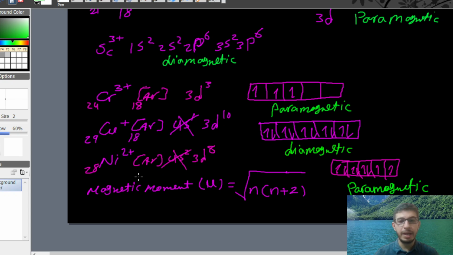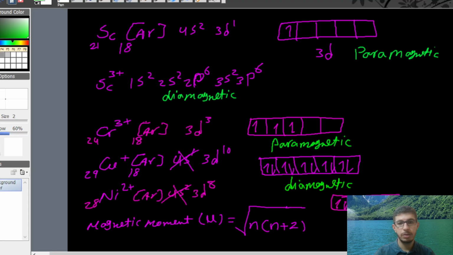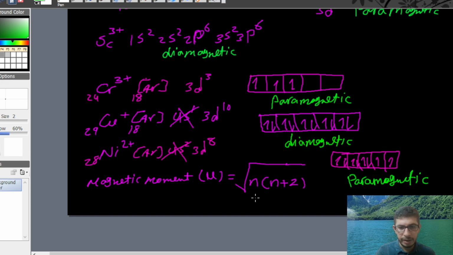so we move on to the magnetic moment. What is the magnetic moment? The magnetic moment is a property by which we can determine the number of unpaired electrons, or the single electrons, in the metal. So we can get an overview of the electronic structure of this metal or the ion. So the magnetic moment is equal to the square root of n times n plus 2, where n is the number of unpaired electrons. Okay?